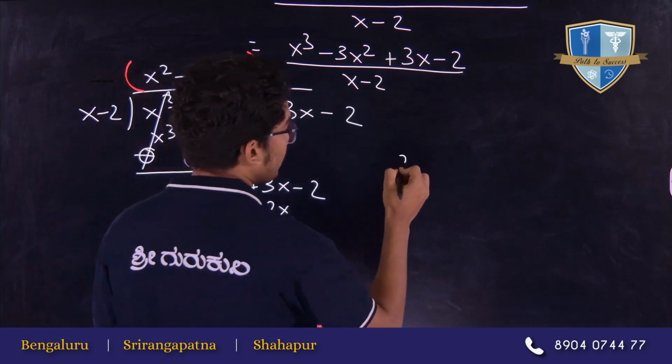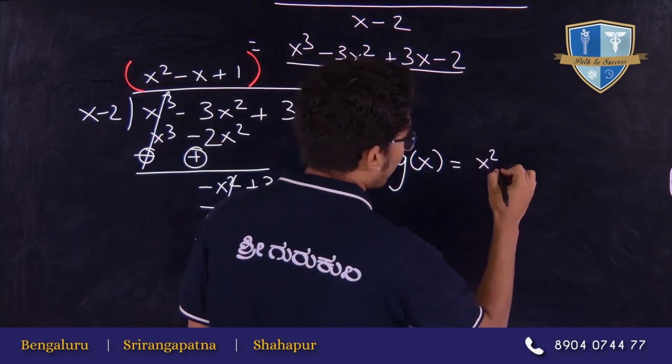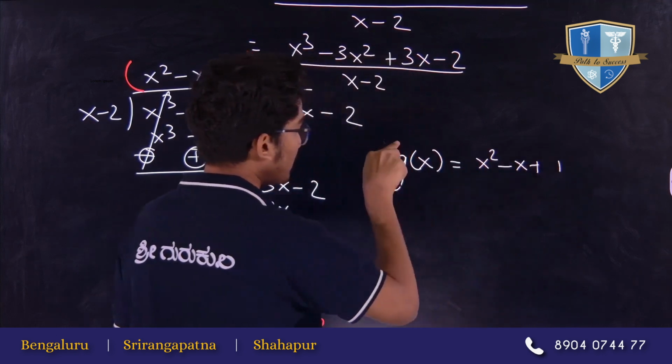So our g of x will be x square minus x plus 1. This is our final answer.